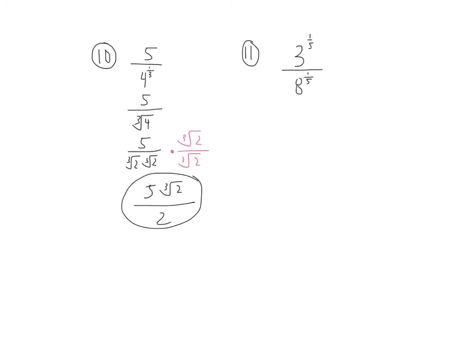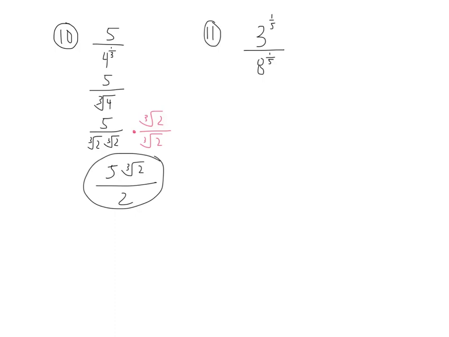And just as a reminder, the other way to write that answer would be like this. 5 times 2 to the 1/3 power over 2. Right? So both of these are the same thing. All right, finish this last one, and then you'll be done. Pause and finish it.